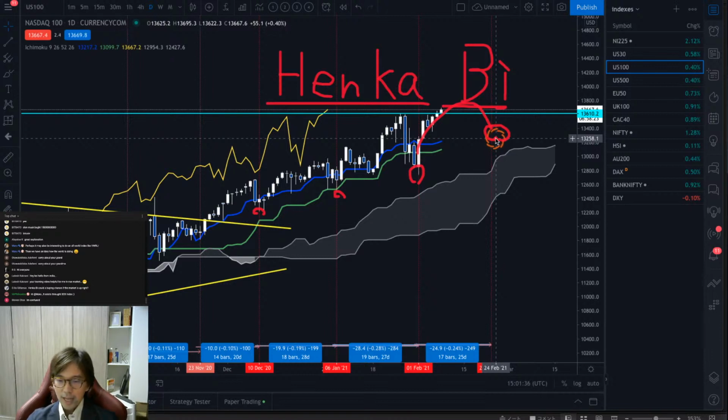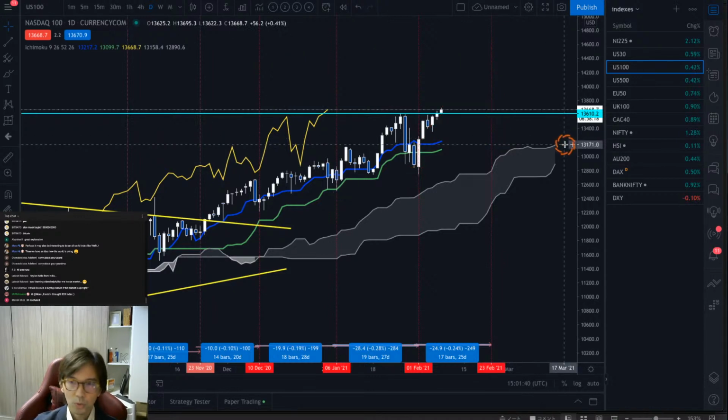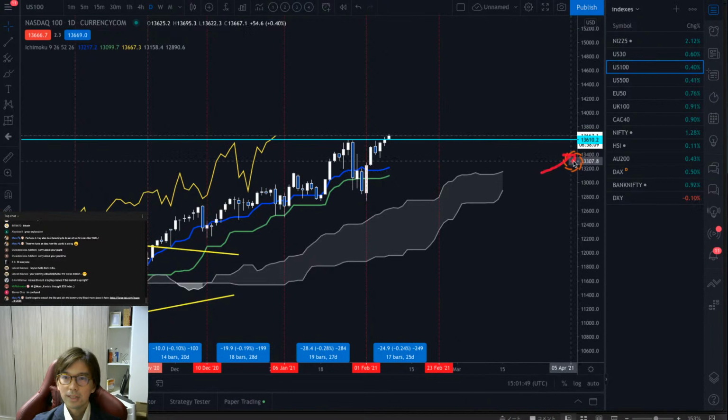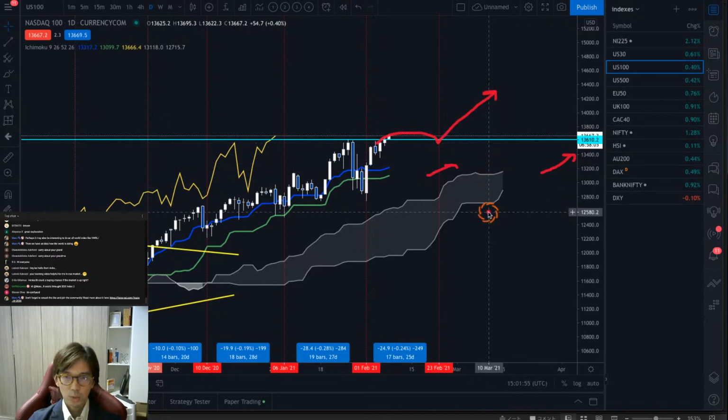Henkabi could be by chance if the market is upright. Yes, that's true. So when the market reaches this day or close to the 23rd of February, the next henkabi, and if you see Kumo up and Kijun-sen up, then we expect the market to go up continuously like this way.